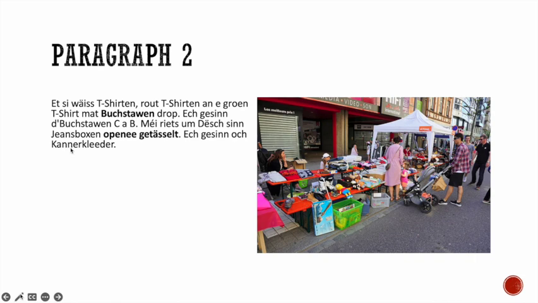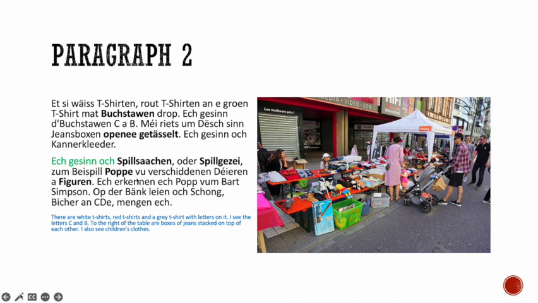Et gesinn och Kannerkleeder. I can also see kids' clothing or children's clothes. Then et gesinn och Spillsaachen oder Spillzeug. I can also see toys or playthings. Zum Beispill Poppen vu verschiddenen Déieren a Figuren. For example, dolls of various animals and figures. Ech erkennen eng Popp vum Bart Simpson. I recognize a Bart Simpson doll like this one. Op der Bank leeë och Bücher an CDen. So I think there are also shoes, like there are a lot of shoes here, books and CDs on the bench.